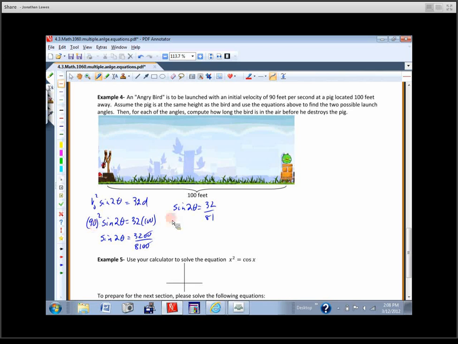Substitution. I'm going to say wherever there's a 2 theta, I'm going to put a u so I can make it as simple as solving this one right here. The sine of theta is equal to 32 over 81. Now, listen very carefully. A lot of people make this mistake.